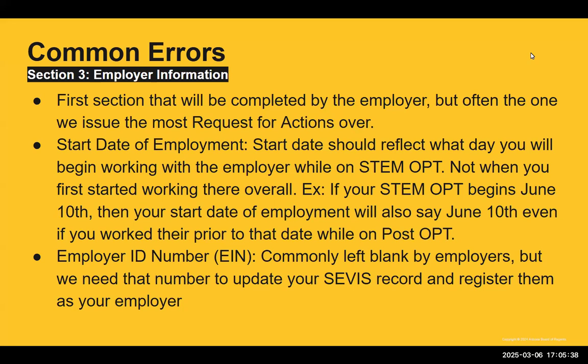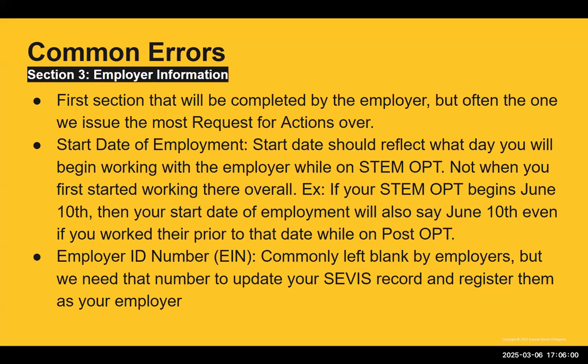Now for section 3, employer information. This is going to be the first section completed by the employer, but often one where we issue the most requests for action, and that has to do with the start date of employment. The start date of employment will reflect what day you begin working with that employer while on STEM OPT, not when you first started working there overall.